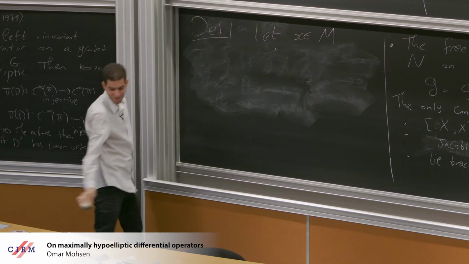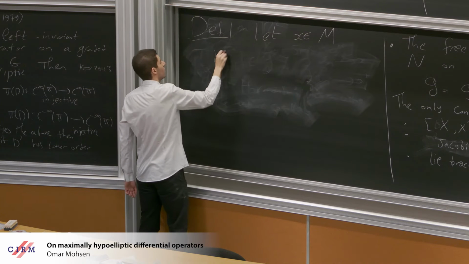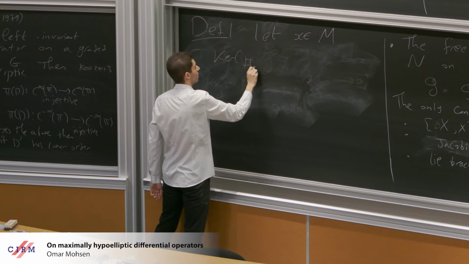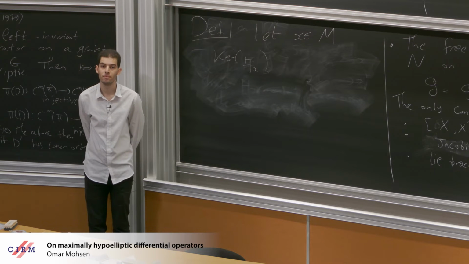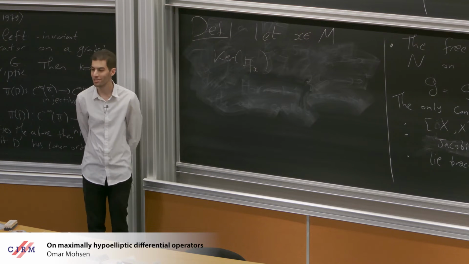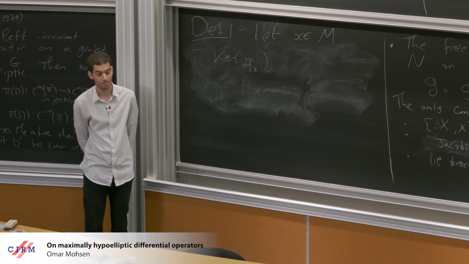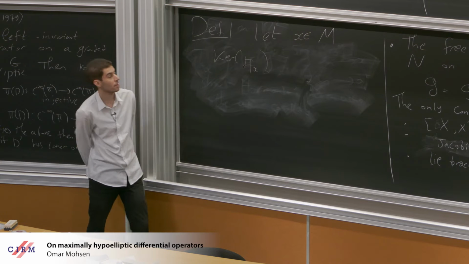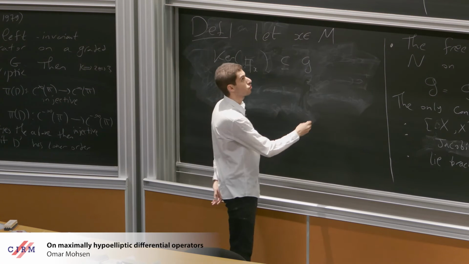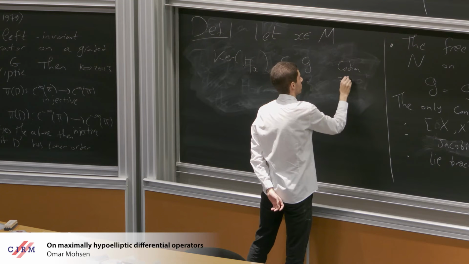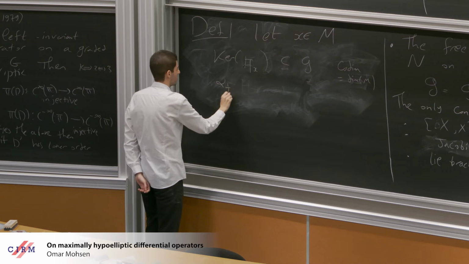Sorry, it's easier to write it this way. So I take the kernel of this map. It's not easy, it's more conceptual to write it this way. I take the kernel of this map, and it's a subspace of G, and it has codimension. Then I apply alpha 1 over Tn of this set.